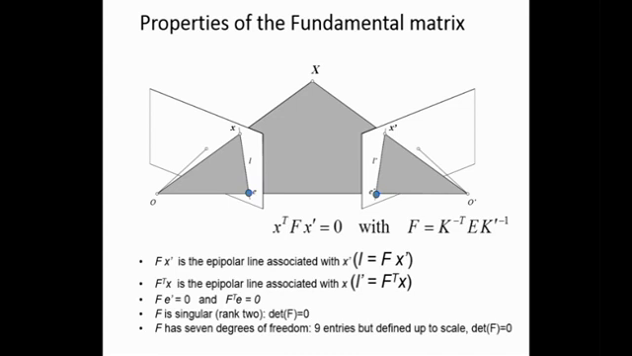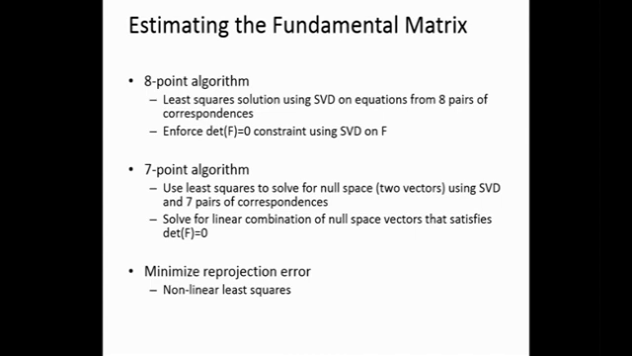And so I can solve for the 9 entries of the 3x3 matrix F with 8 of these equations, or with 8 corresponding points. That's where the name, the 8-point algorithm, comes from, because we need 8 points to solve for it. Once you set up your matrix equation AF equals 0, you use SVD to get the null vector, and then enforce that the determinant of F is equal to 0, again using SVD on F and setting the last singular value to 0.